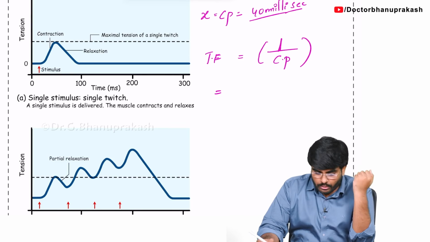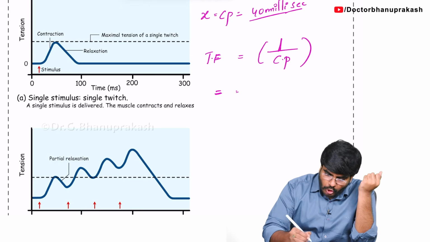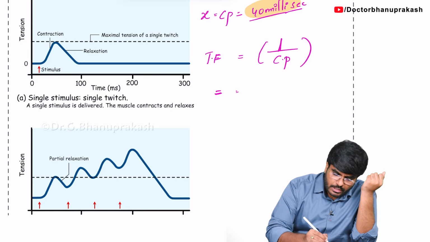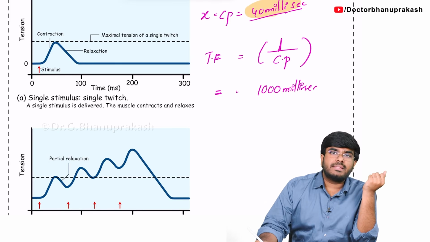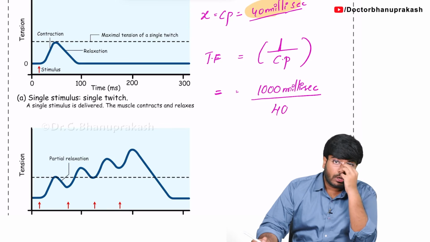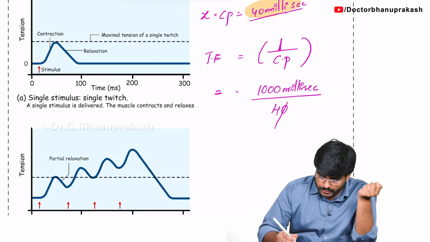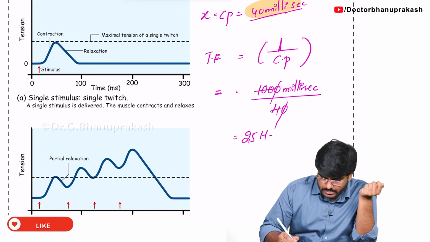Now you tell me how to calculate the tetanizing frequency. We are talking about milliseconds, right? So 1 second is equal to 1000 milliseconds. So 1000 divided by 40. How much will it become? 25. So 25 hertz.